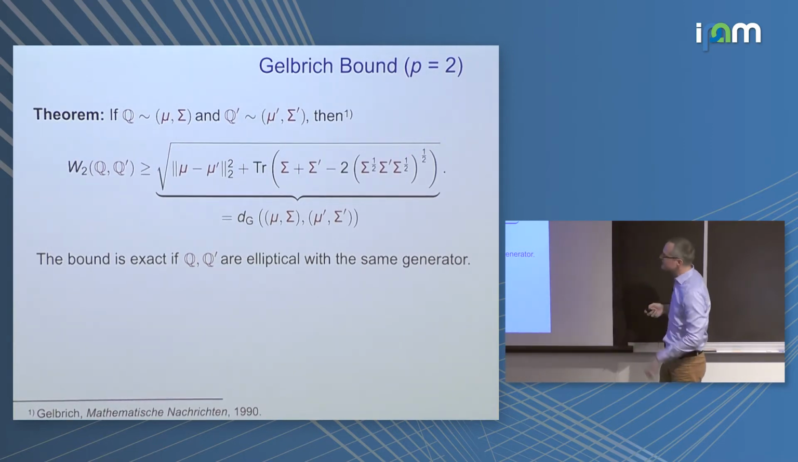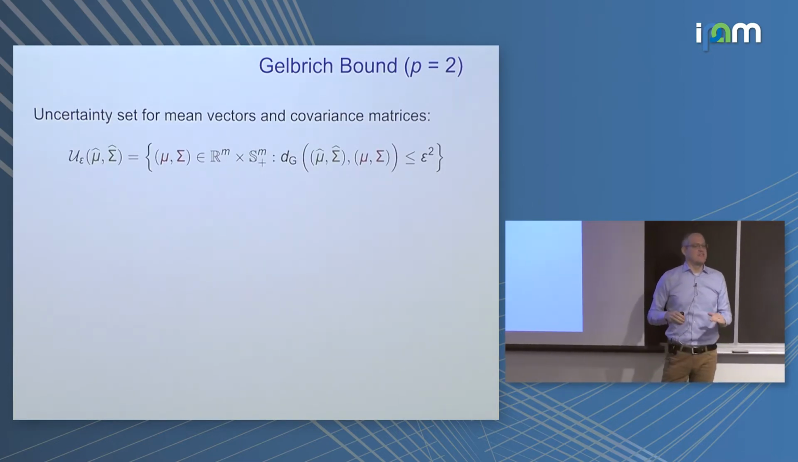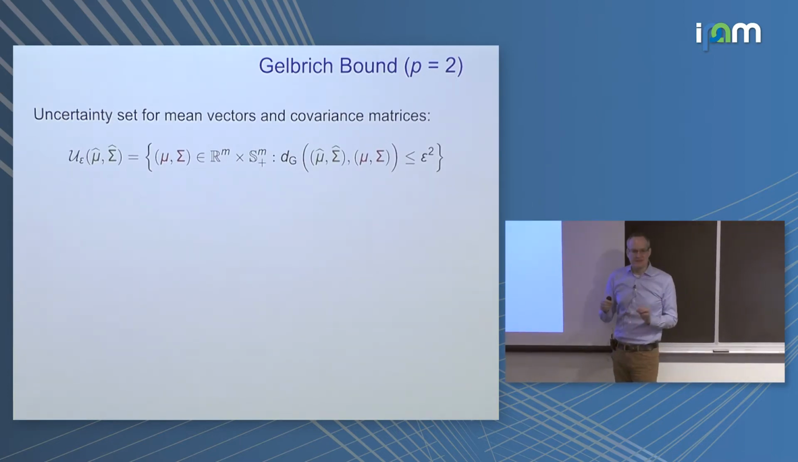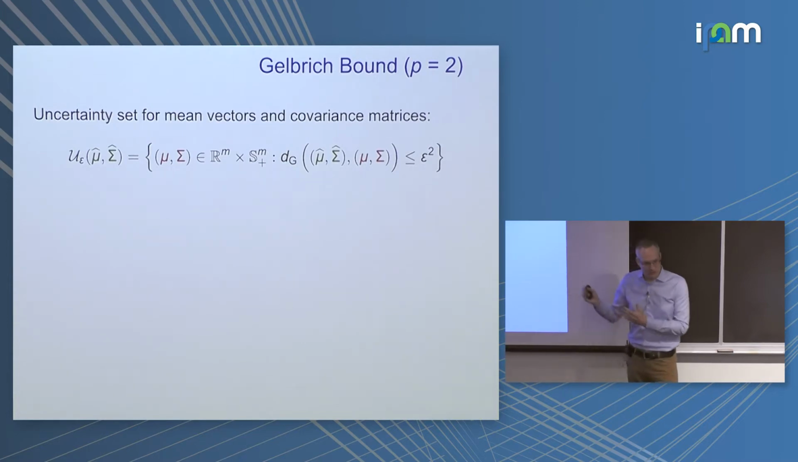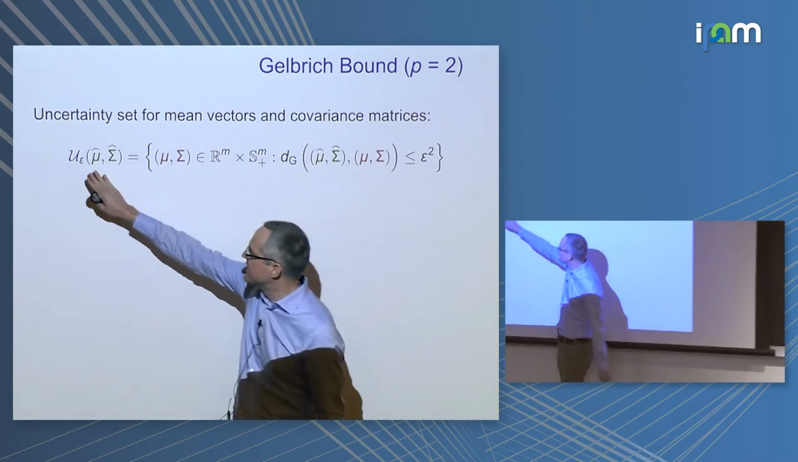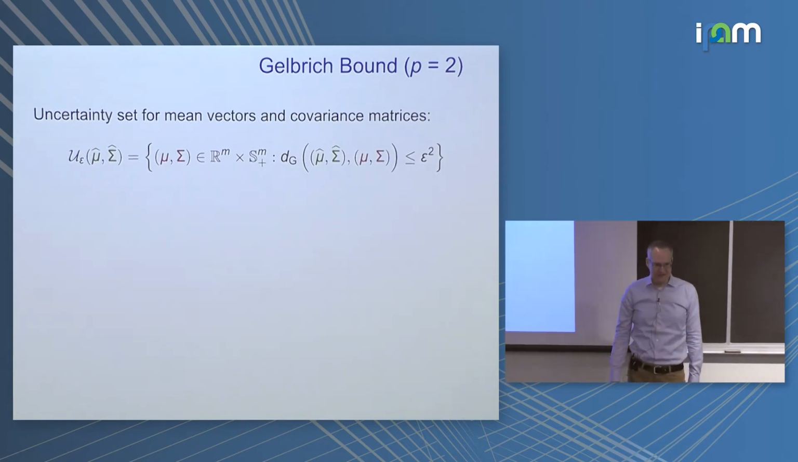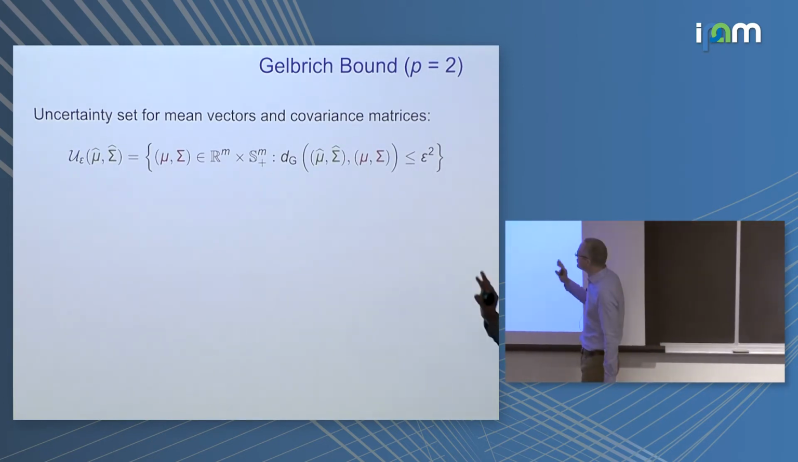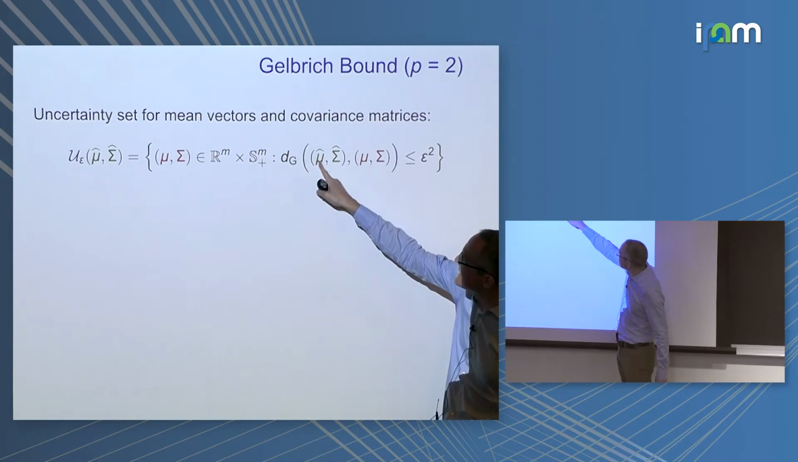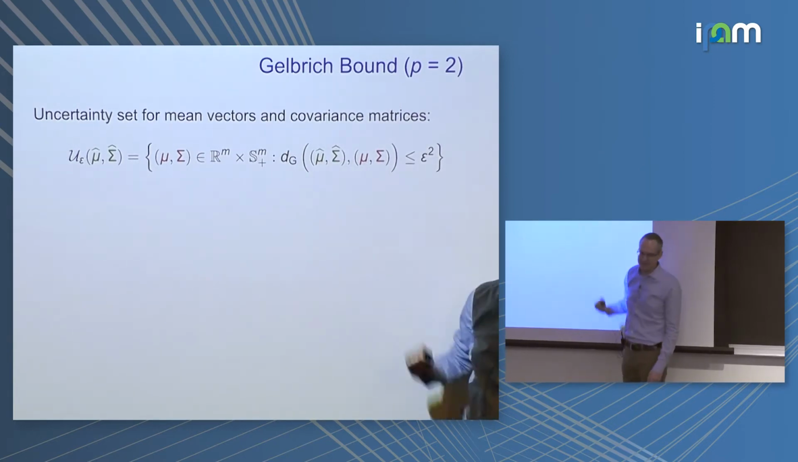So I'm going to use this Gelbrich lower bound, this Gelbrich distance, to construct an upper bound on worst case risk. And this is a bit complicated. First I'm going to introduce an uncertainty set in the space of mean covariance pairs, and I'm going to denote it by U epsilon. You can think of this as a ball with respect to this Gelbrich metric on the mean covariance space, which is centered at the mean and the covariance matrix of the nominal distribution. These are denoted by mu hat and sigma hat.